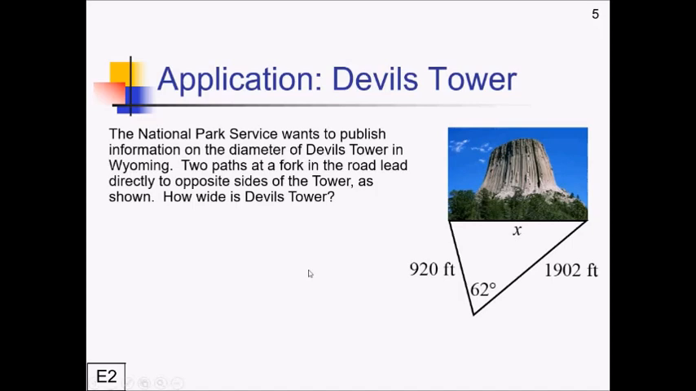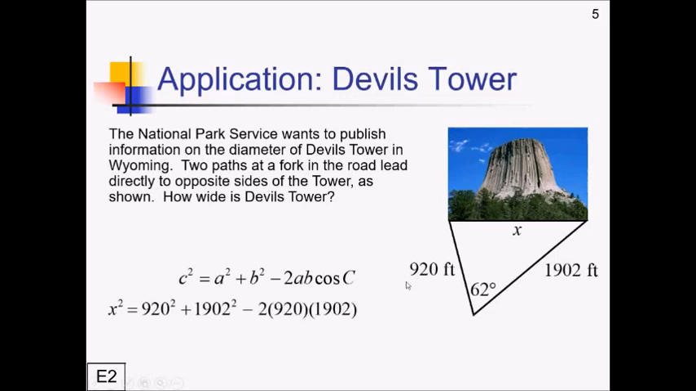All right, so law of cosines we're going to use since we have a side-angle-side situation. We're going to use the c squared one, so it's this one again that looks like the Pythagorean theorem. So we can write x squared equals, and now a and b are the legs of the angle. So 920 squared plus 1902 squared minus 2 times 920 times 1902, and then we have the cosine of c, that's going to be the cosine of 62.